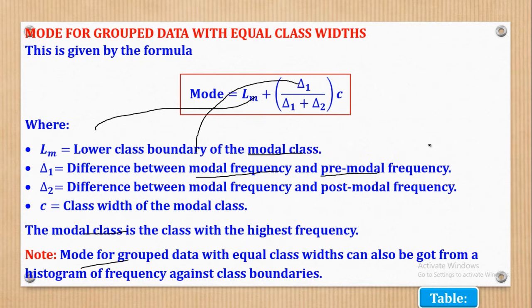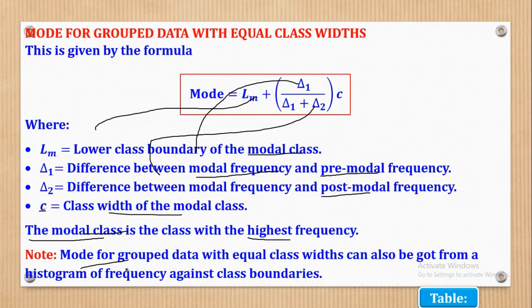delta 1 is the difference between the modal frequency and the pre-modal frequency. Now, pre-modal is the frequency before the modal class. Then delta 2 is the difference between the modal frequency and the post-modal frequency, so the frequency just after the modal frequency. C is the class width, we have already seen that. Then the modal class is the class with the highest frequency.